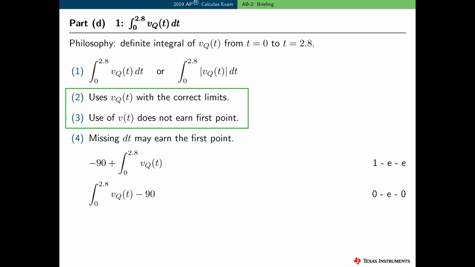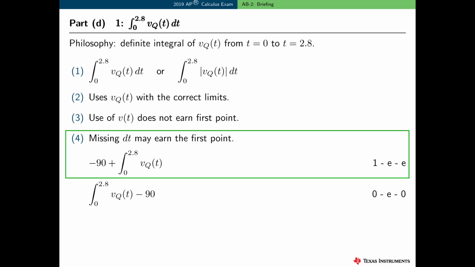Now here, the student must use v sub q with the correct limits. There is another velocity function at this point in the problem, so we need to see that the correct one is used. So therefore, using just a v of t does not earn the first point. And if the student omits dt in the integrand, they may still earn this point, depending on the interpretation of the definite integral. In this example, the student earns the first point and is eligible for the second and third.